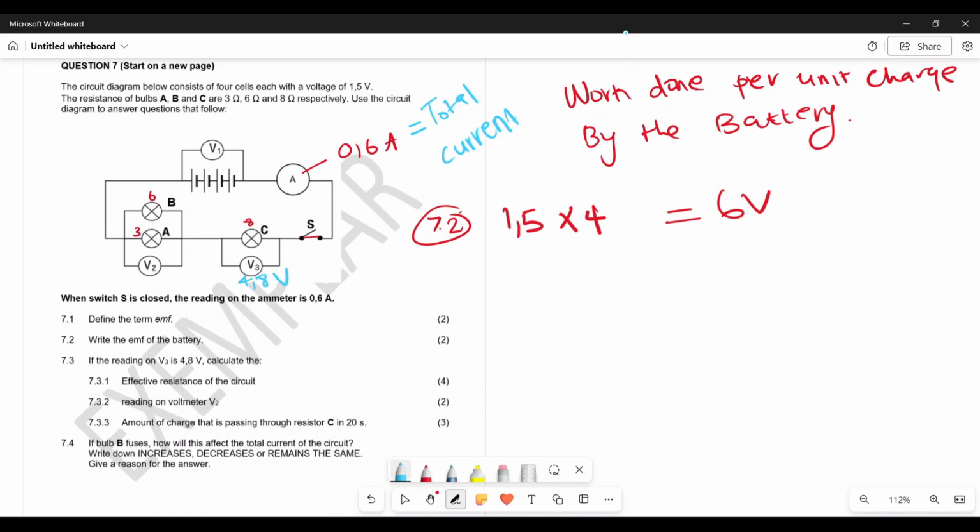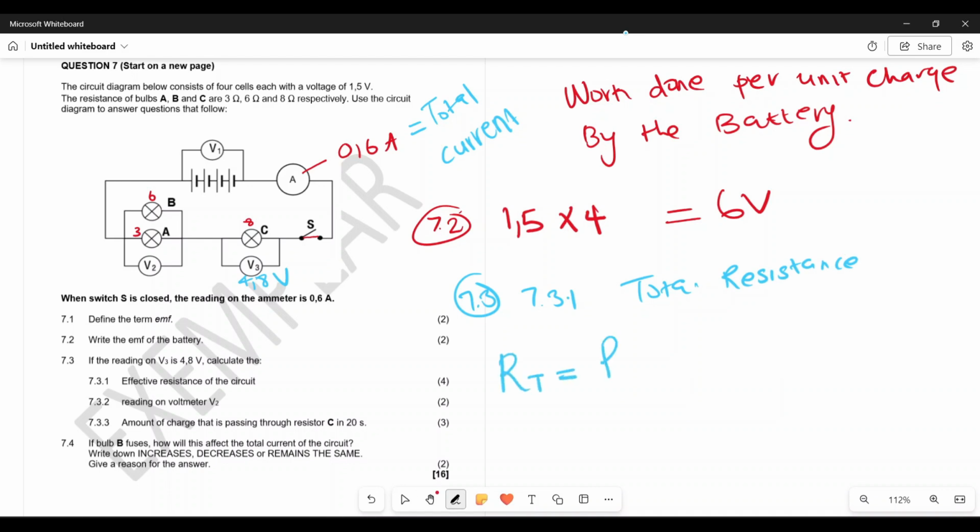And now if this is 4.8 volts, we need to calculate the effective resistance of the circuit. Now, how would we go about doing that? What is your effective resistance? Effective resistance, in other words, is your total resistance. So 7.3.1, we need to calculate your total resistance. Now, remember, how do you go about calculating your total resistance? So RT will be your resistors connected in parallel added to your resistors connected in series.